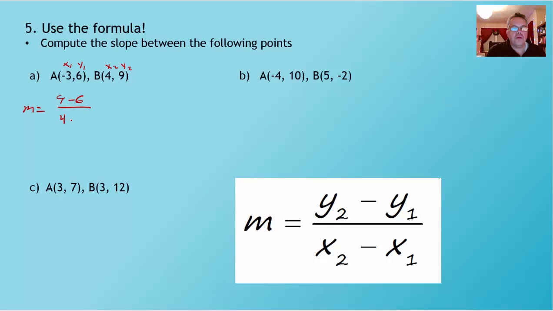When we subtract the coordinates like this, we're finding the change. So 9 minus 6 is 3. 4 minus a -3. Gotta be careful. It's not 4 minus 3, it's 4 minus a -3. That's 7, and that can't be reduced.